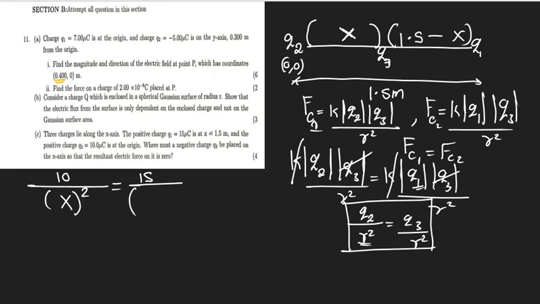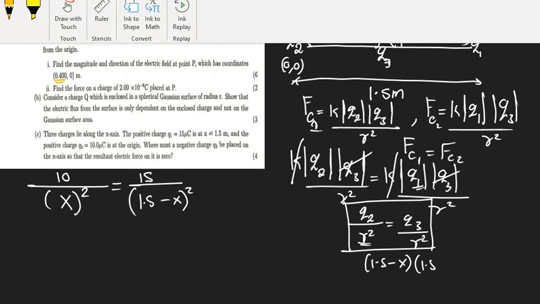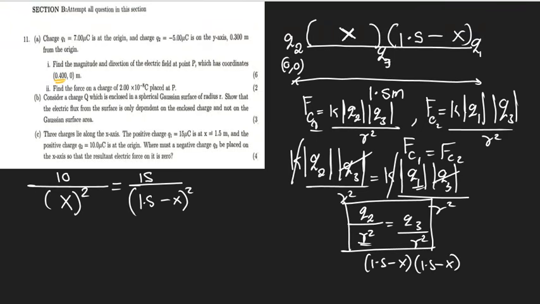Then what is the distance of Q1? It was (1.5 minus X) to the power 2. Let's try to expand that. 1.5 minus X multiplied by 1.5 minus X. 1.5 multiplied by 1.5 is 2.25. Then 1.5 multiplied by minus X is minus 1.5x, then minus 1.5x again, then plus x to the power 2.